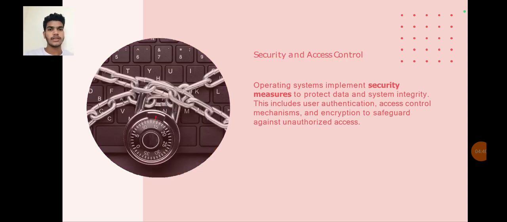Security and access control. Operating systems implement security measures to protect data and system integrity. This includes user authentication, access control mechanisms, and encryption to safeguard against unauthorized access. It means that it safeguards the system and the software through security measures.